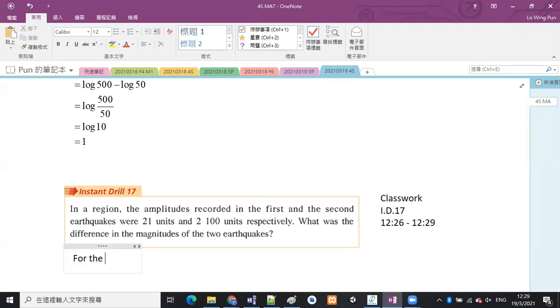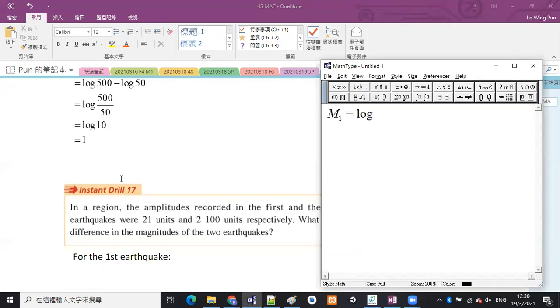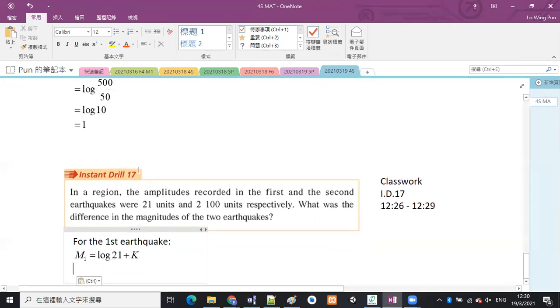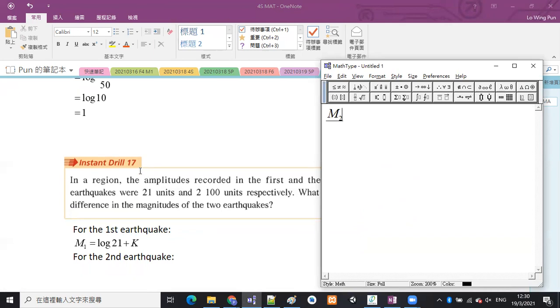Okay, so for the first earthquake, the magnitude M1 is calculated by log. The A should be substituted by 21, right? Log 21 and then plus the K. It's always that K. This is the magnitude of the first earthquake. And then for the second earthquake, the magnitude denoted by M2 is calculated by log. The A should be replaced by 2,100. And then plus the same K.